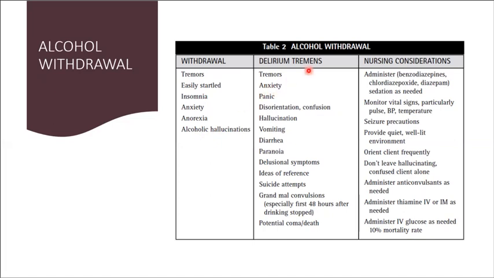With delirium tremens, there would also be tremors and anxiety. There will be panic. There will be confusion and disorientation. You would also see hallucination, nausea and vomiting. There would also be paranoia. So paranoia, again, is that unrealistic distrust of others, or the client will have a feeling of being persecuted. In extreme degrees, this may be a sign of mental illness. So you're going to see paranoia in your client.